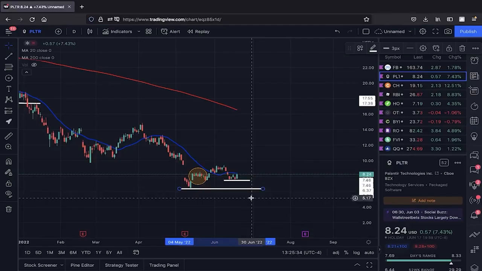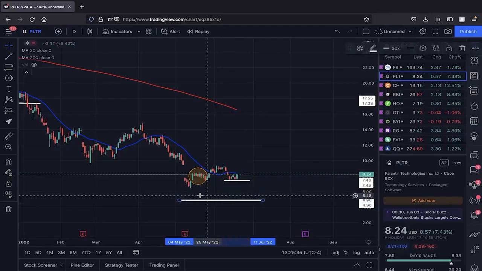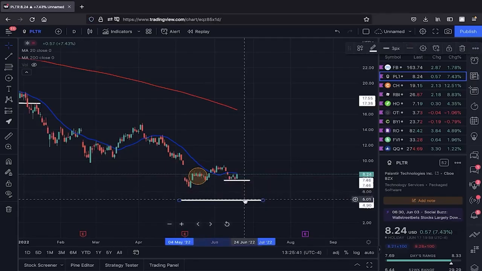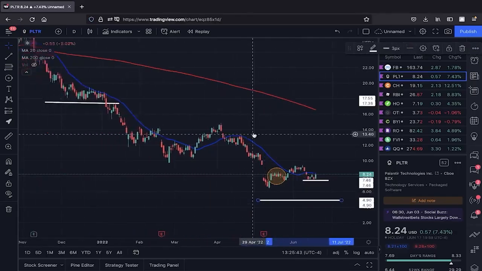We want to have, let's say our support level is actually down here instead, then we would have ample enough room for the stock to drop before it's actually hitting that support level, okay? I hope that makes sense.